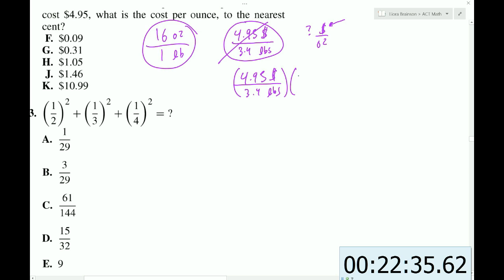Okay, so we would have to write it upside down, where the 1 pound will be on the top, 16 ounces on bottom. The pounds will cancel out. The unit we'll have is dollars per ounce. So we'll just have to get those numbers in there. And since we haven't been using the calculator, let's try to keep it that way. So 5 over 3.4 times 16.